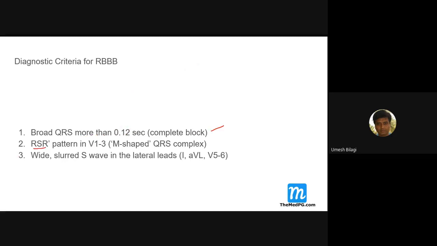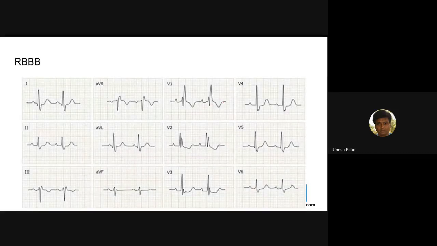Now, depending upon the ECG, you should say the broad QRS more than 0.12 seconds is complete RBBB. So the RSR pattern in V1 to V3 is M-shaped, and a wide slurred S wave can be seen. Laterally, you can see it in V6 also. This is a sign. See here, this is an M pattern.